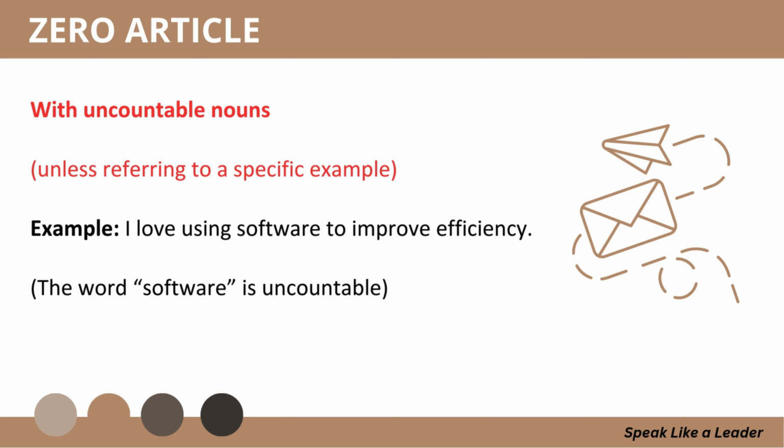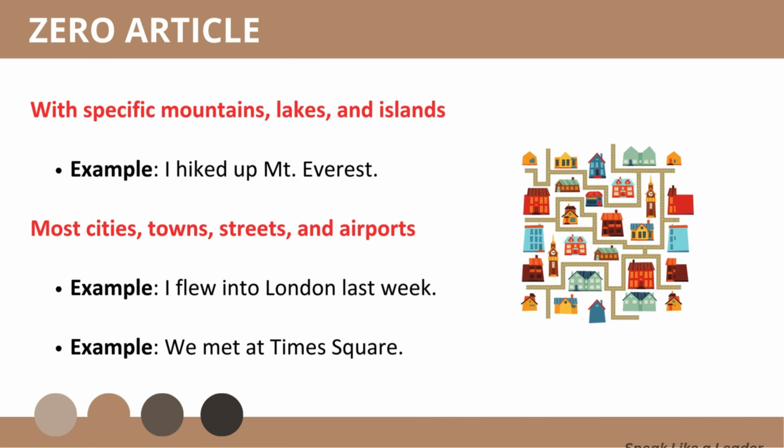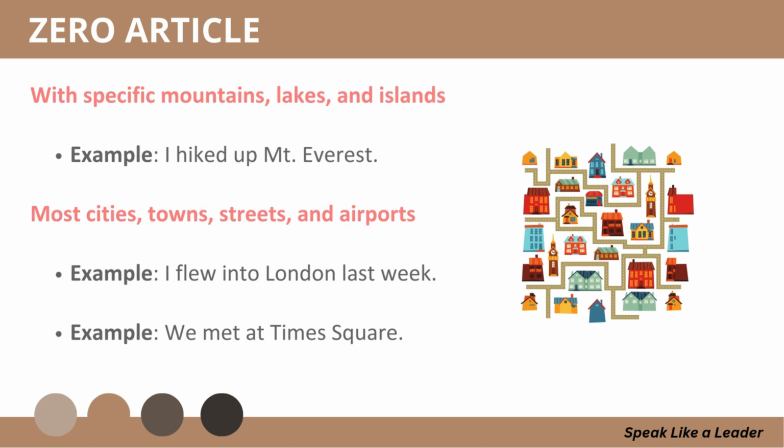Okay, not, I love using the software. I love using software to improve efficiency. Lastly, the zero article applies to specific mountains, lakes, and islands. For example, I hiked up Mount Everest, and most cities, towns, streets, and airports. I flew into London last week. We met at Times Square.